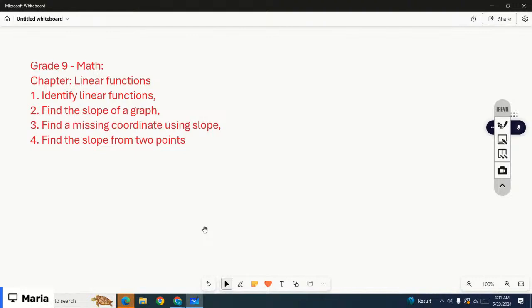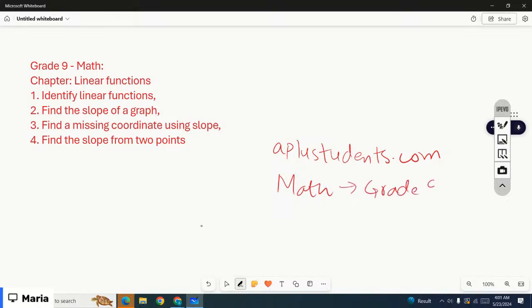You can find all the lessons on aplusstudents.com. You have to log in there using your email address and the password provided by the administrator. Then select math from the subject tab. Scroll down to grade 9 and then click on view all lessons.